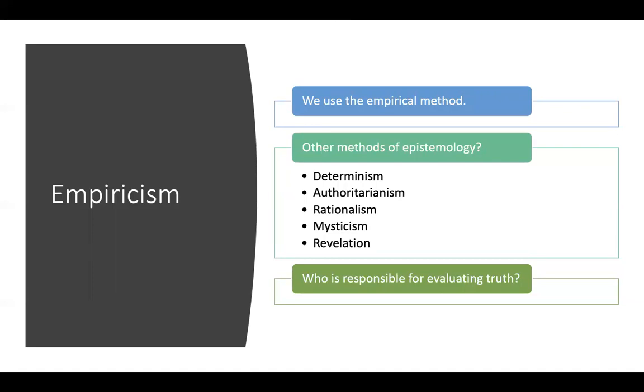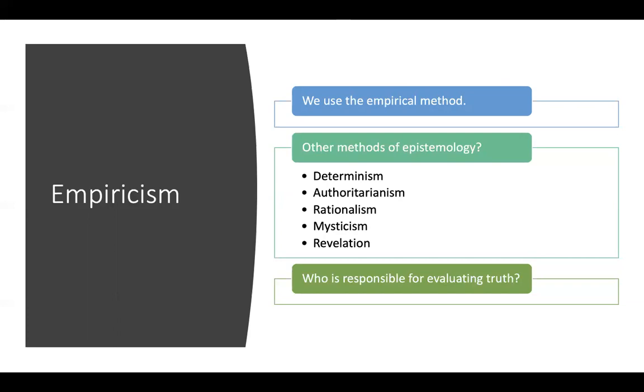We use the empirical method. So that means psychologists use the scientific method. This is a kind of epistemology. Epistemology is essentially the study of how people know things or how people say they know things, what kinds of ways, things they rely on to know something.